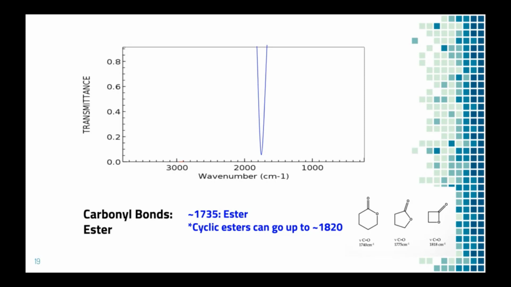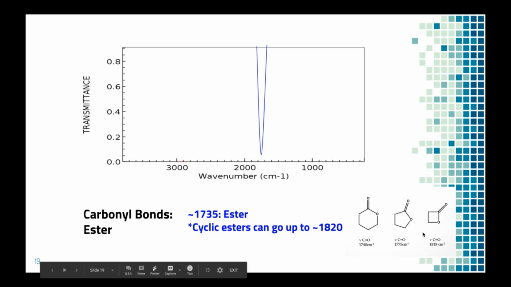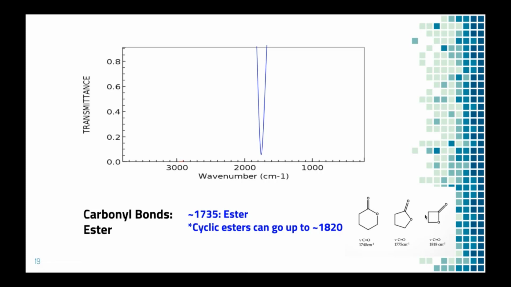But as I mentioned earlier with ring strain, because the bonds are more rigid in a ring, that can cause the wave number to shift higher. And so if we're looking at those three compounds at the bottom, depending on how much ring strain there is, it can cause it to increase quite a lot. And so in the rightmost compound, because there's only 4 atoms in that ring, and the angle is a lot smaller, like 90 degrees, that causes a lot of ring strain. So that can be upwards of 1818 for the wave number.